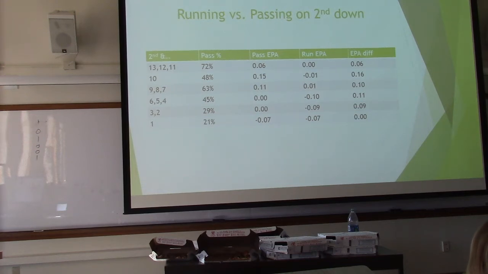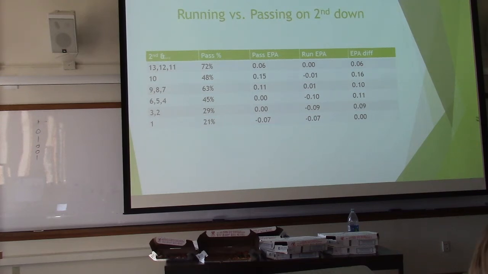Okay, so if we have second and 13, 12, and 11, our pass percentage is 72%. And it turns out that again, even so, our pass EPA is higher than our run EPA. So passing is somehow better than running on second down and long.